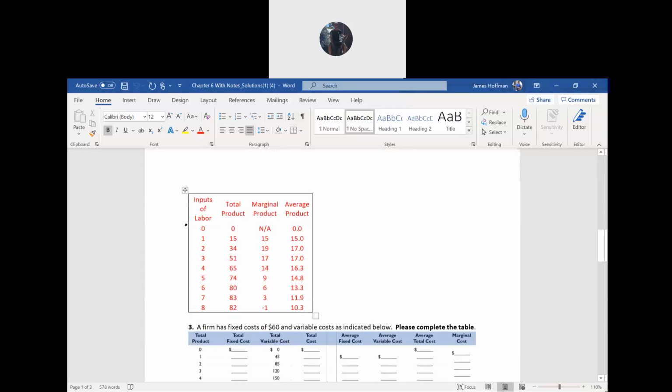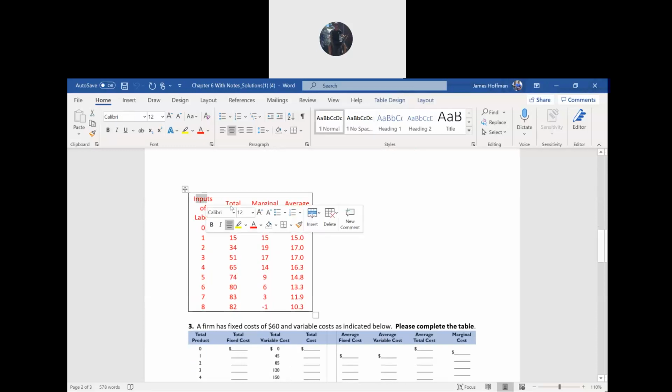Okay, so if we have no labor, then everything's 0. All right, and then this column was given, and this column was given. Okay, and the marginal product is the change from going to, so if you go from 0 units to 1 unit, you go from 0 to 15, the change is 15. If you go from 1 to 2, then you go from 15 to 34, the change is 34 minus 15, which is 19. If you go from 2 to 3, you go from 34 to 51, the change is 51 minus 34, which is 17.